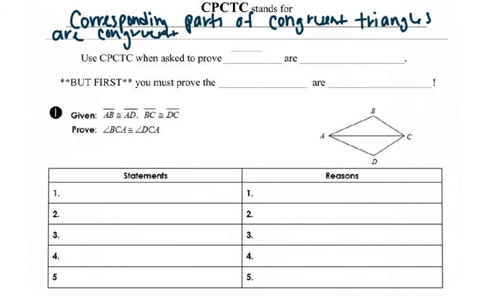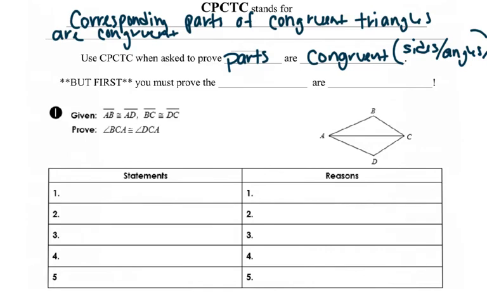And I know that makes no sense, so here's what it's talking about. We're going to use CPCTC when asked to prove parts are congruent. So if a problem ever asks you to prove that a pair of sides or a pair of angles are congruent, you're going to use CPCTC. But first, before you can do this, you have to prove the triangles are congruent in the same way that we have been doing with those theorems that we've talked about.